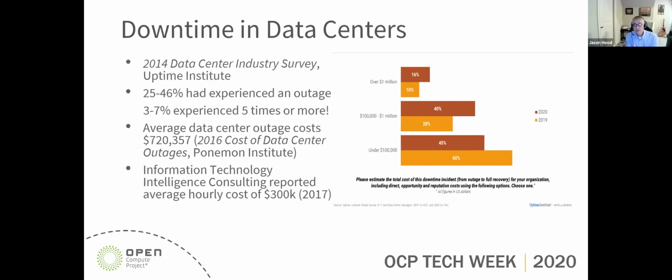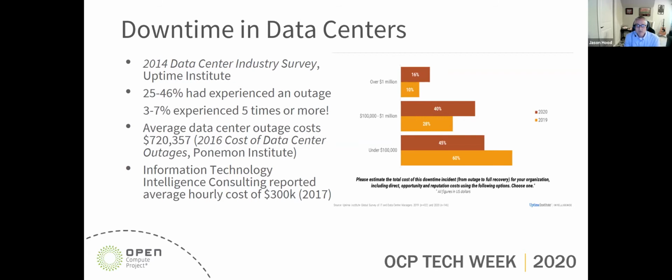So first off, how big of a deal is downtime? Well, if you look at some of the surveys that exist, going back to 2014 from the Uptime Institute, in that year, 25 to 46% of the respondents had experienced an outage. And surprisingly, 3 to 7% experienced an outage 5 times or more in that year.